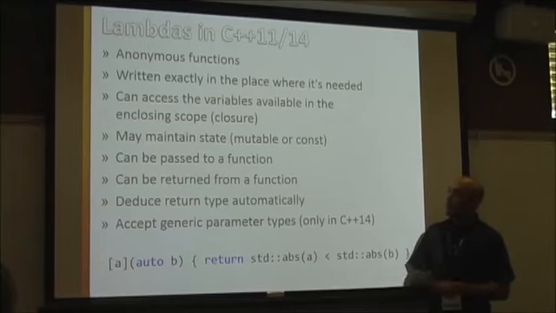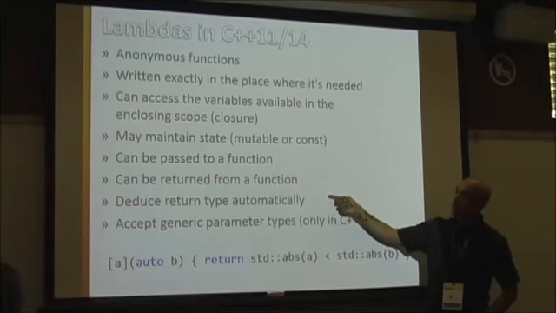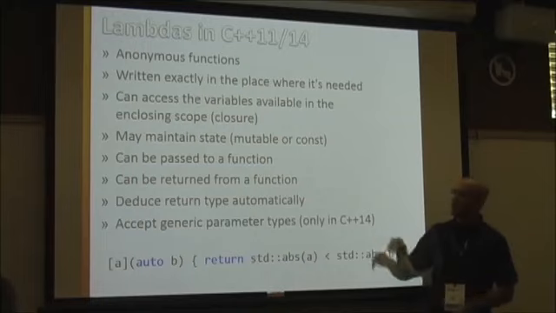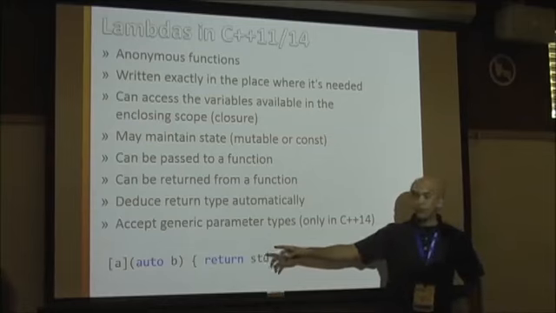And this is where it starts getting very interesting and powerful. It deduces return type automatically. We didn't really write any type if you notice in the earlier examples. Maybe we did in a couple places, but not everywhere. It deduces return type automatically. So that's very powerful. And in C++14, you don't even have to specify the type of your parameter.